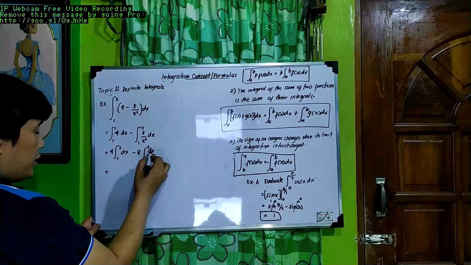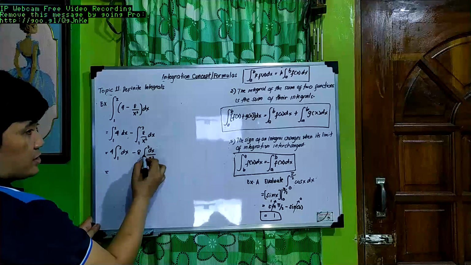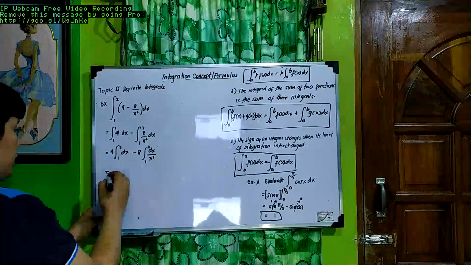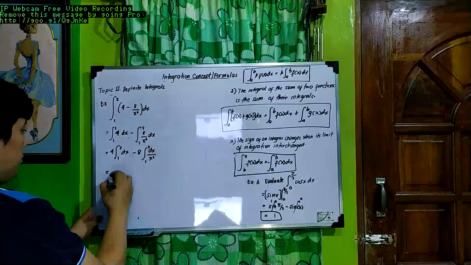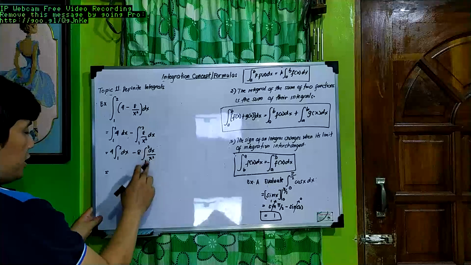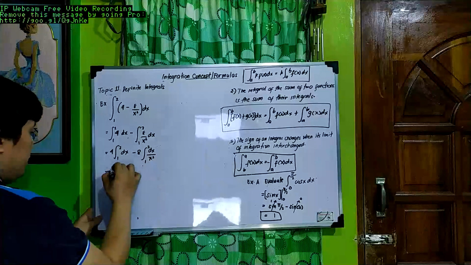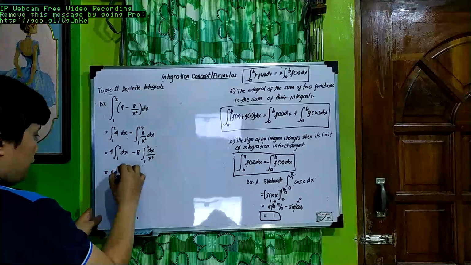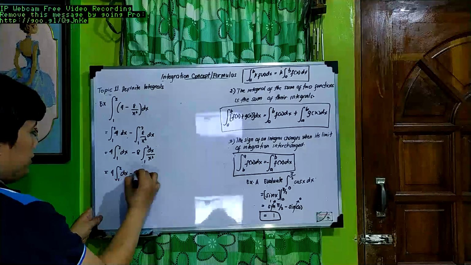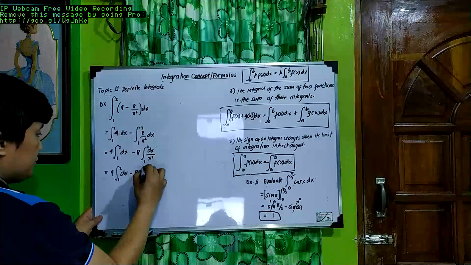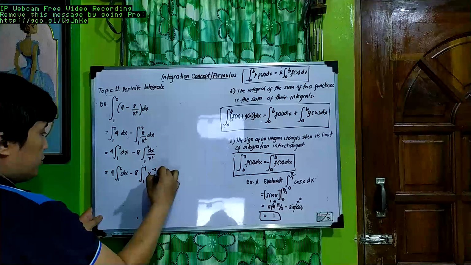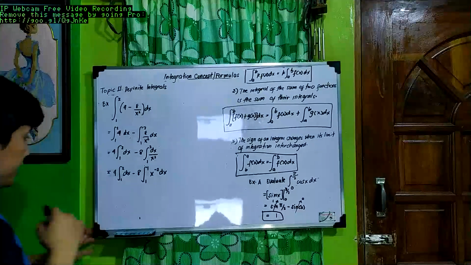In here, in our numerator, we don't have the value of x, so therefore we cannot use the ln. What we'll use is the power rule. We'll just transpose this one in the numerator and the sign will be changed. 1 to 2, then dx minus 8 x raised to the power negative 2 dx. Now we could integrate this one.